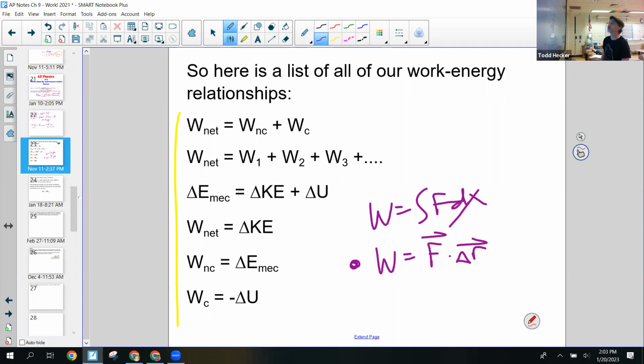Okay, so we're going to apply all of this here in the video today. All right, so we're going to solve 2 or 3 problems using this idea here. Okay, that the work done by non-conservative forces is our change in mechanical energy.